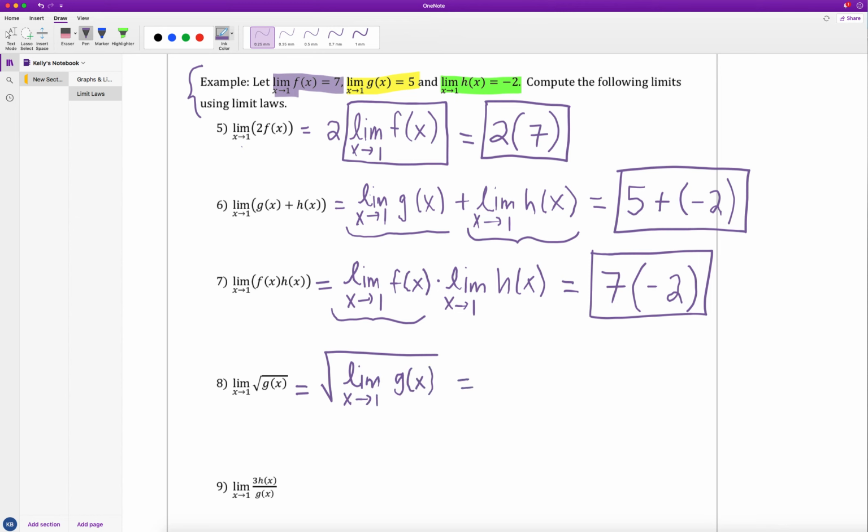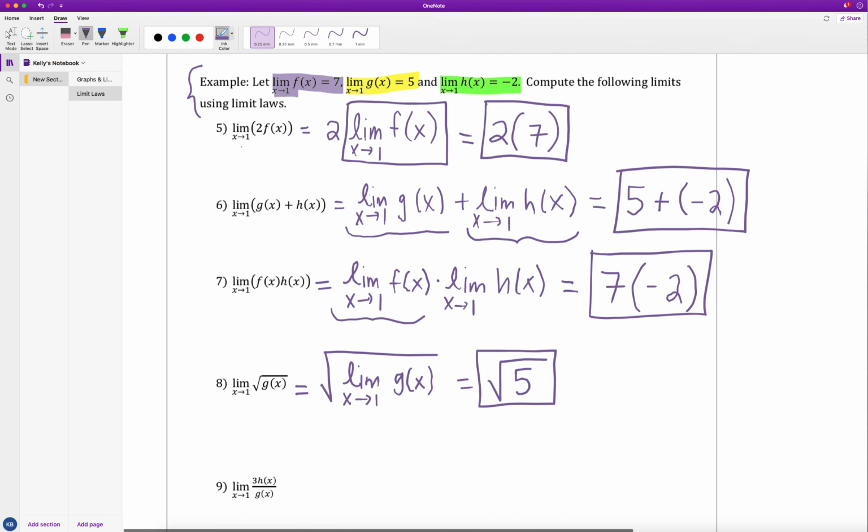And now we know what this limit as x approaches 1 of g of x is equal to. That's equal to 5 that they gave me at the beginning. So I end up with the square root of 5 by replacing what this limit is equal to. Now that my answer is numeric, again, I am good to go.